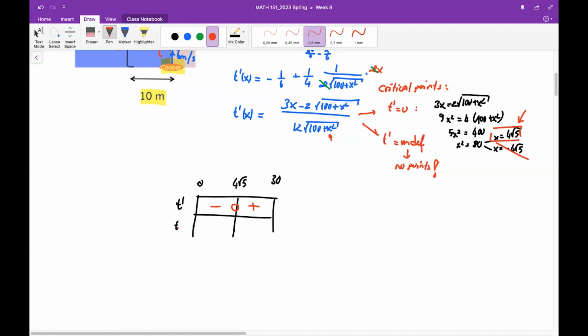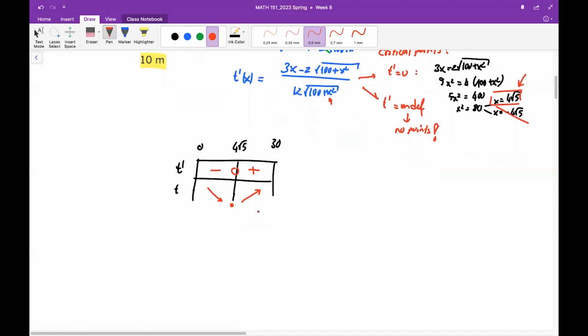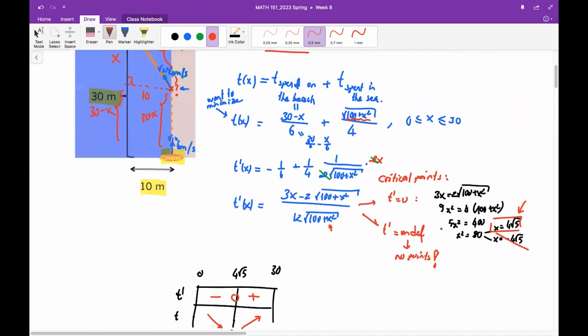And then what about the time function? If the first derivative is negative, the time function will be decreasing. If the first derivative is positive, the time function will be increasing, meaning that right at this point you have a minimum value, right? This proves that this critical point gives us a minimum value, so I can write the conclusion as: the time function t attains its minimum value at x equals 4 square root 5. Then, what is the answer of our problem?